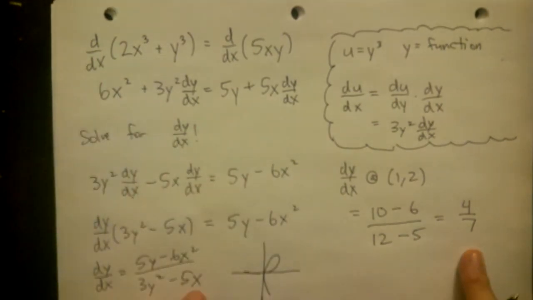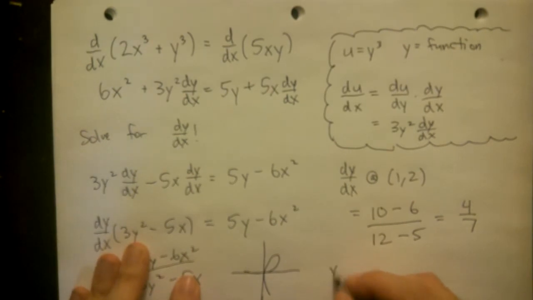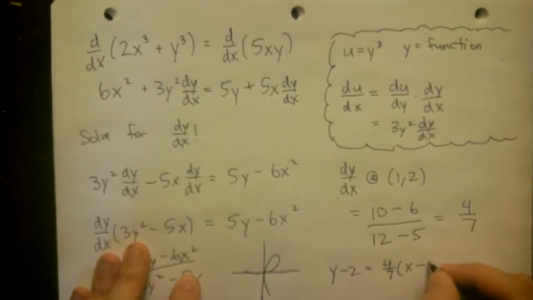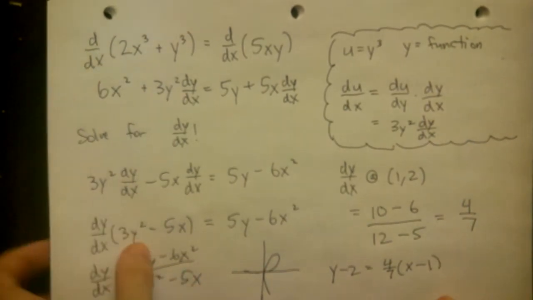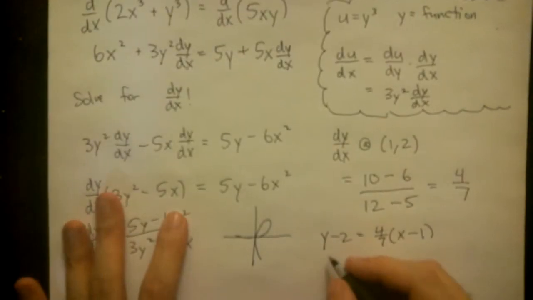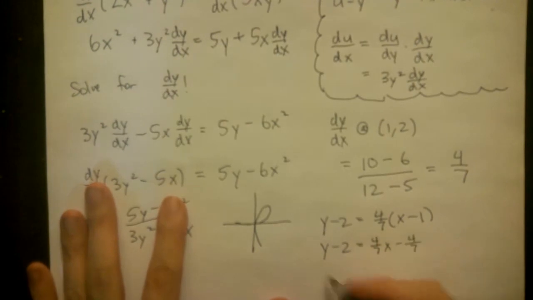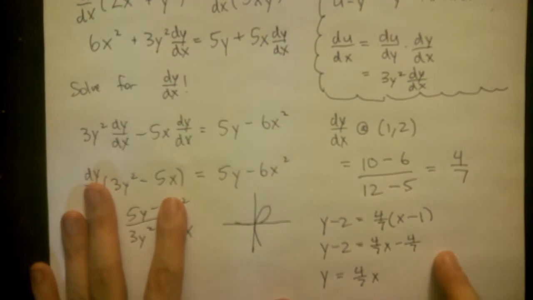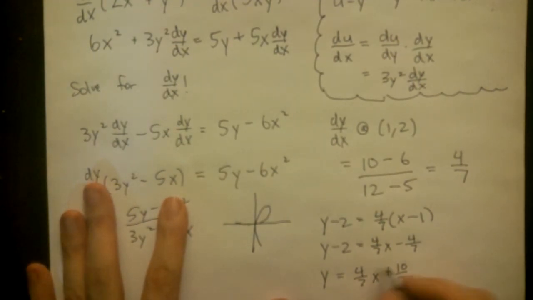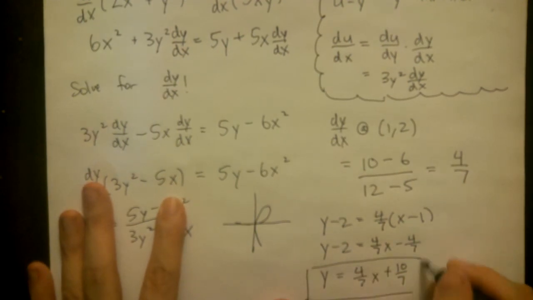So now we just use point-slope form. And we say that y minus 2 is equal to 4/7 times x minus 1. Or if you solve for y, let's see, y minus 2 is equal to 4/7 x minus 4/7. And that means that y is equal to 4/7 x. So you're adding 2, and 2 is 14/7, so plus 10/7. And this is the equation of the tangent line that we were looking for.